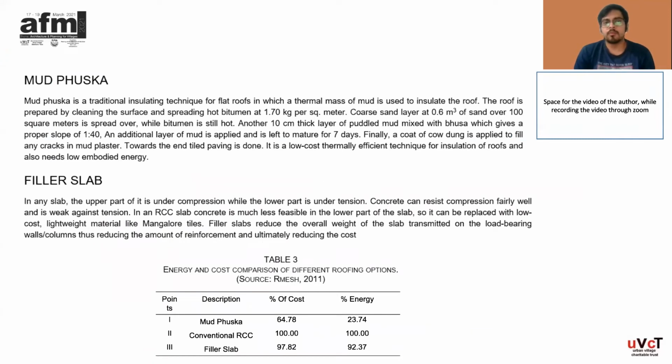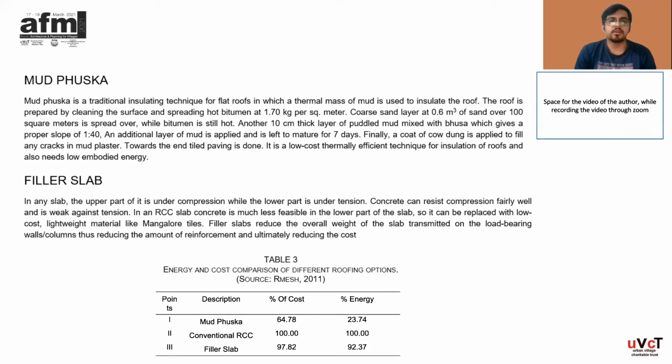Mud phuska. Mud phuska is a traditional insulating technique for flat roofs in which a thermal mass of mud is used to insulate the roof. The roof is prepared by cleaning the surface and spreading hot bitumen at 1.7 kg per square meter. A coarse sand layer at 0.6 cubic meter of sand over 100 square meters is spread while the bitumen is still hot. Another 10 centimeter thick layer of puddled mud is mixed with bhusa, which gives a proper slope of 1:40.